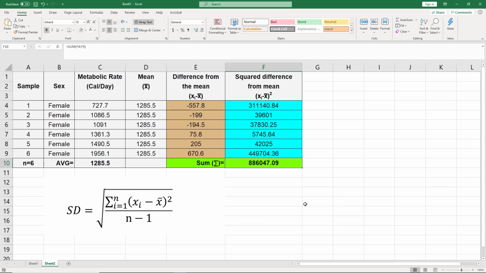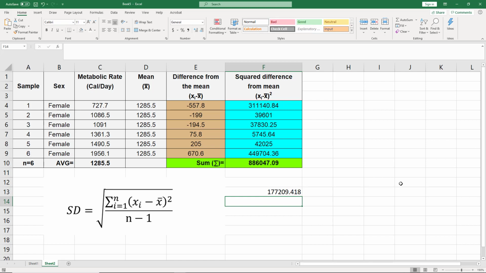So I can now start plugging in numbers, because n, we know what n is. It's 6. It's going to be n minus 1. It's going to be this number divided by 5. So I'm going to do this as an equation. I'll just type it out, 886,047.09 divided by 5. Okay, we get that number.